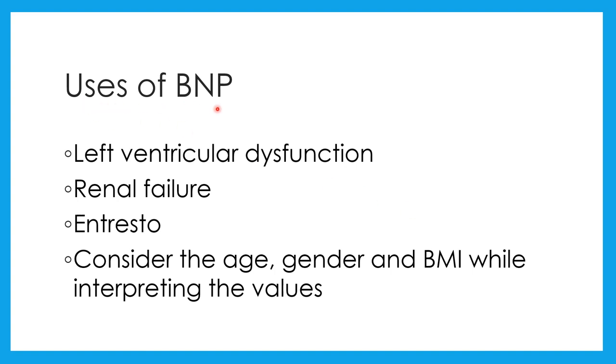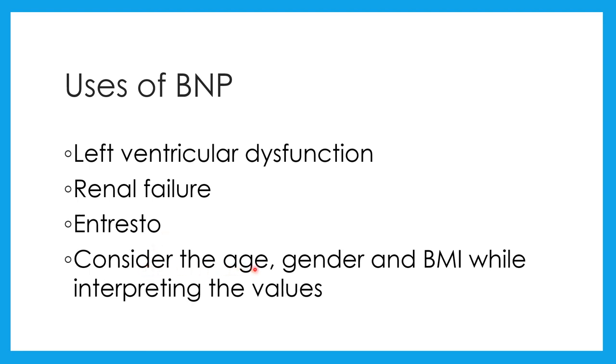Still on uses of BNP, it is very helpful in left ventricular dysfunction, in renal failure, and in anyone taking Entresto, but we interpret that cautiously, because Entresto contains sacubitril that will inhibit the destruction of BNP, allowing BNP to build up. So the value may not correspond to the level of severity of the heart failure in anyone taking Entresto. In that case, we go for NT-proBNP values.